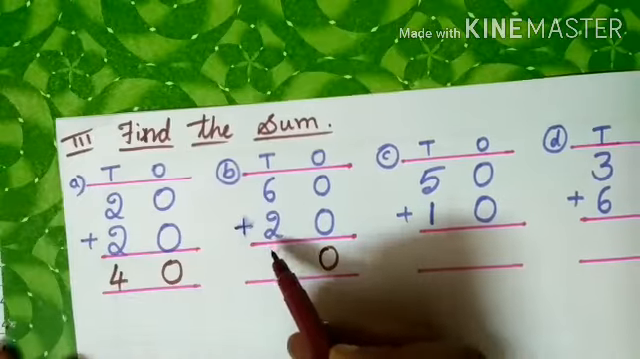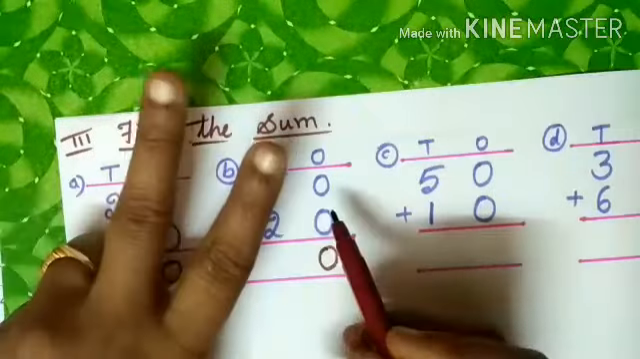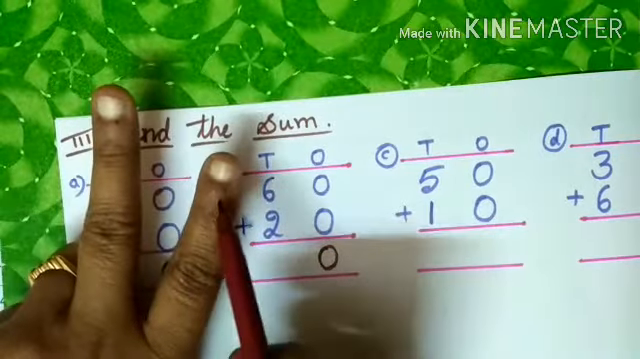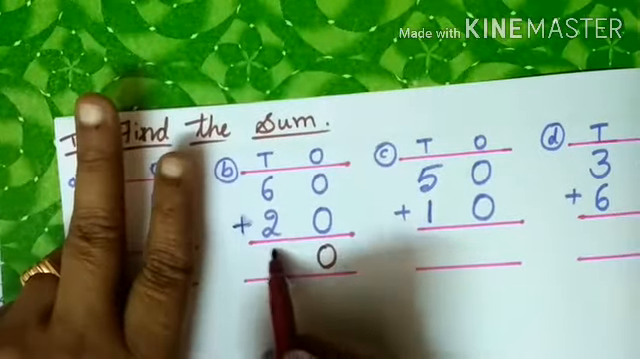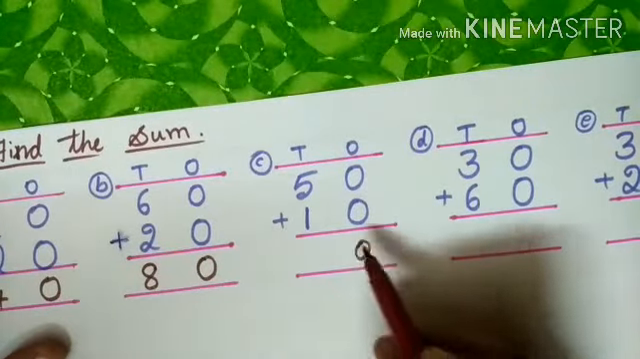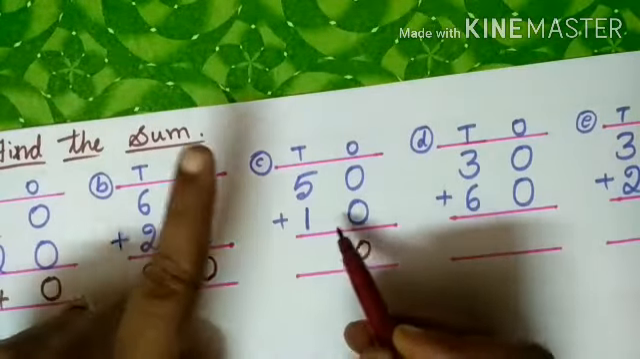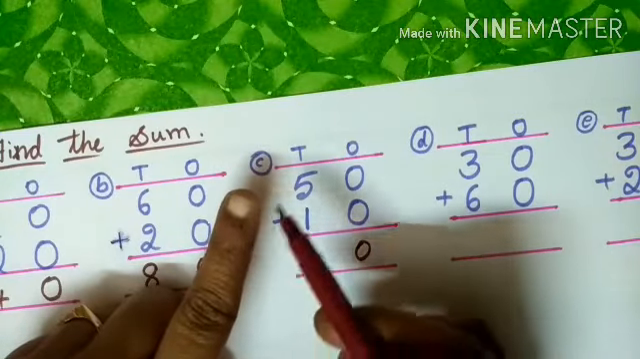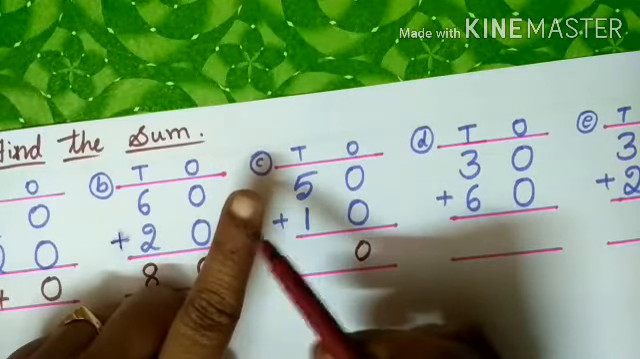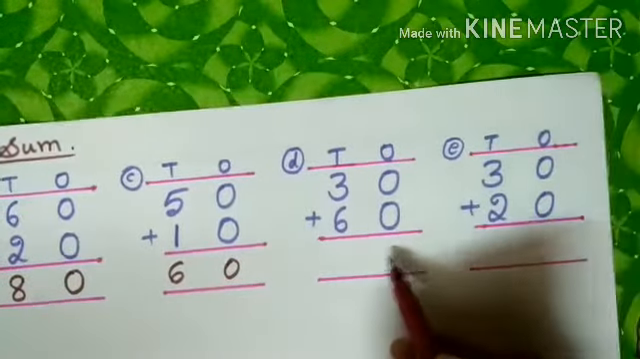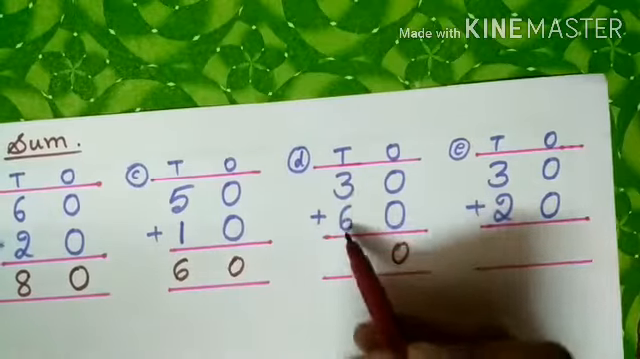6 plus 2. 6 is in your mind. 2 is in your finger. 6 after 7, 8. Right here 8. 0 plus 0. 0. 5 plus 1. 5 is in your mind. 1 is in your finger. 5 after 6. Right here 6. Again 0 plus 0. 0 only. 3 plus 6.